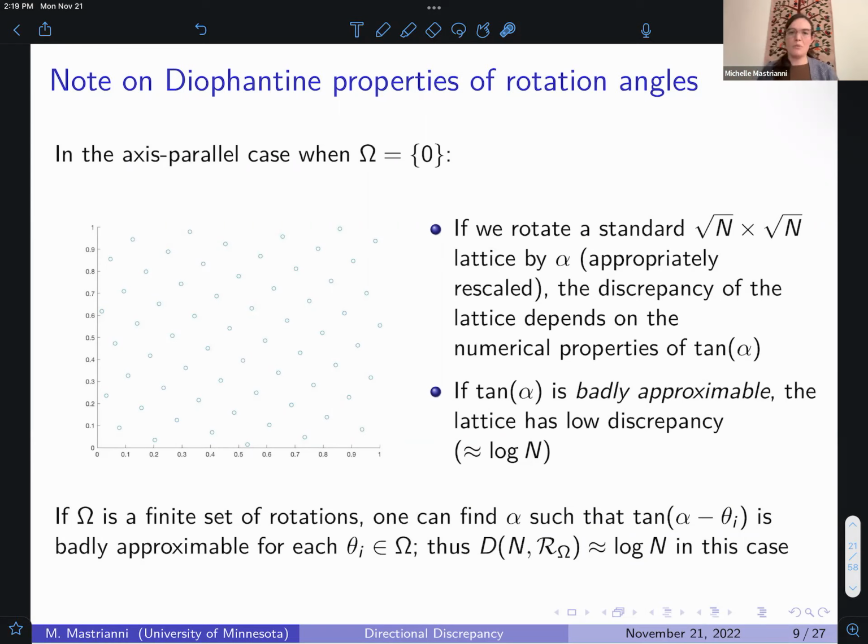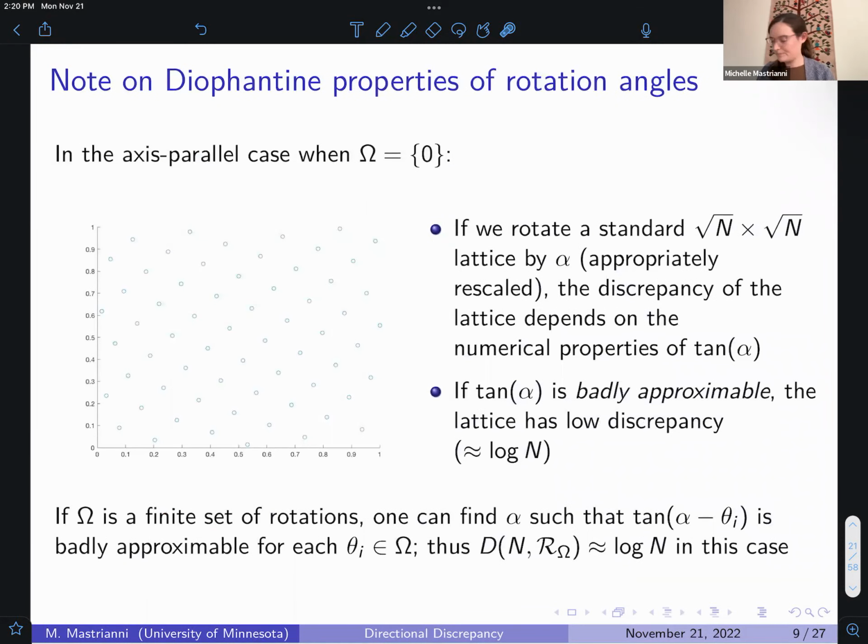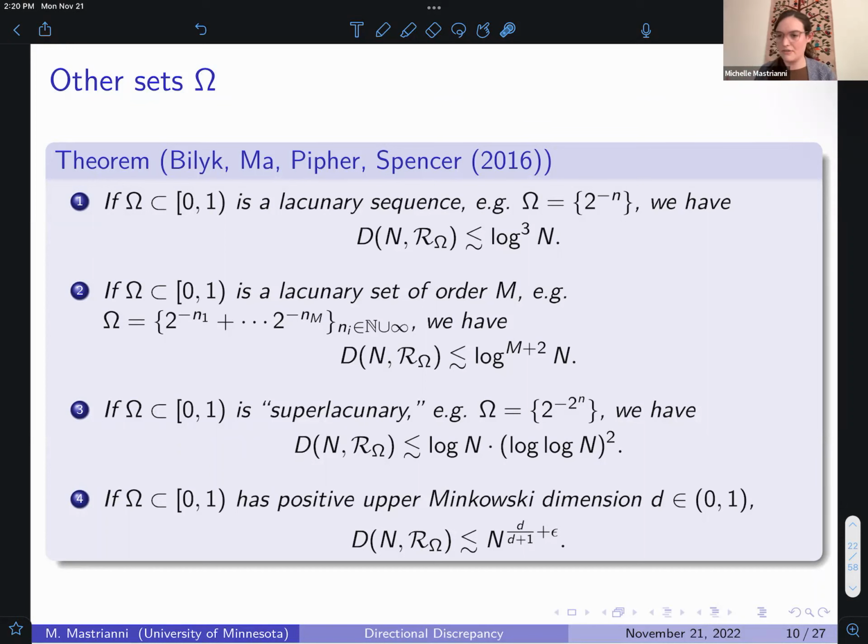Okay, so what about other sets? So far, the only sets that have been studied are given in the following paper from 2016, and the goal here was to get upper bounds on the discrepancy. And they made use of these numerical approximation properties, extending the idea for finite sets of rotations, and instead studying particular infinite sequences. And this is the summary of the discrepancy results from that paper.